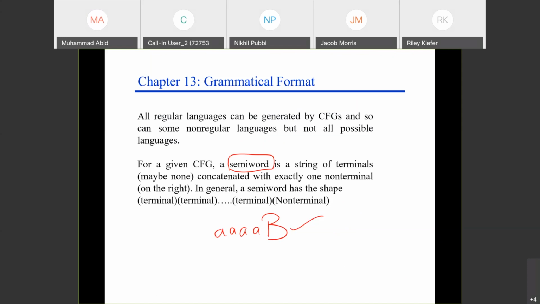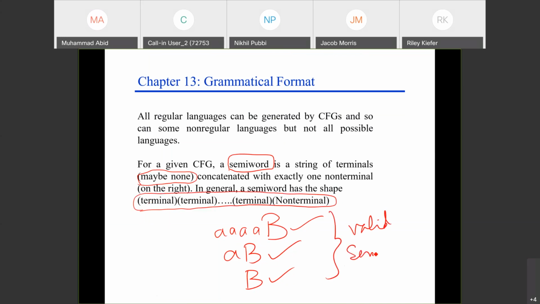Or you may have one terminal and one non-terminal. Still it is good. Or you may have no terminal, just a non-terminal. Still it is good. So a semi-word is a string of terminals, maybe none, concatenated with exactly one non-terminal on the right side. In general, a semi-word has a shape like this. So this is the format of your semi-word. All these are valid semi-words.